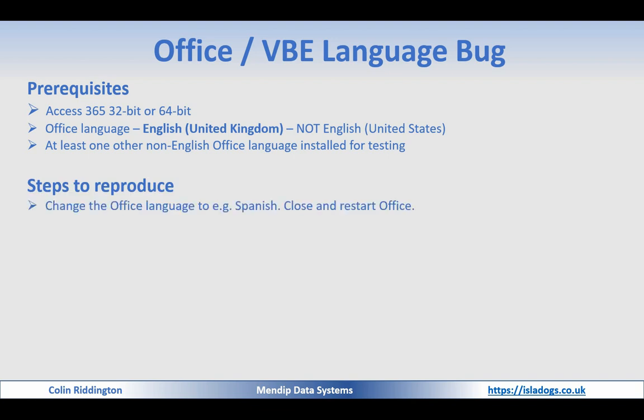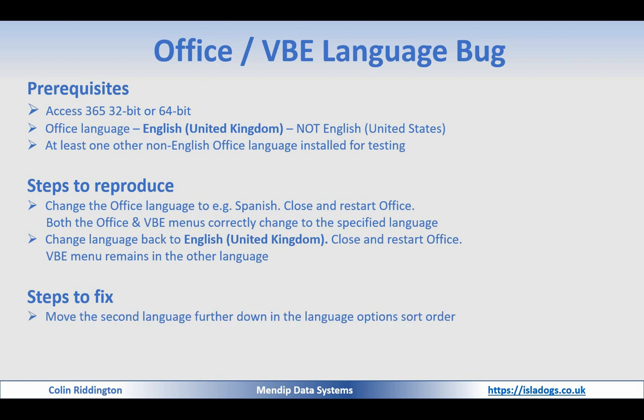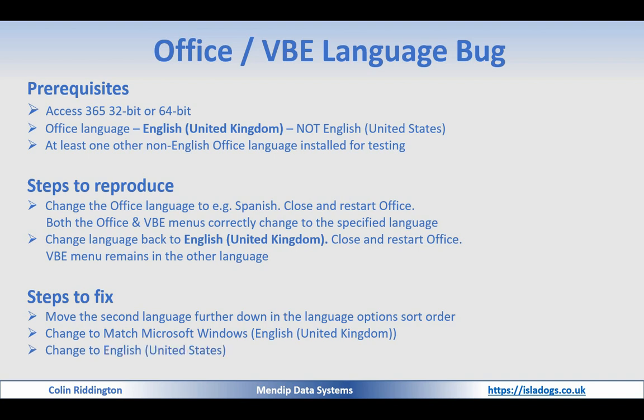Steps to reproduce then. First of all, you change the Office language to e.g. Spanish. You close and restart Office for that to be implemented, and you correctly find both menus are changed. Change it back to English United Kingdom, close and restart. The VBE menu remains in the other language. So to fix, you've got three possibilities. When you change back, move the second language further down in the languages option sort order. Any position other than second is enough. Or instead change back to match Microsoft Windows English United Kingdom. It seems to do both things at once. And thirdly, you could, if you wanted to, change to English United States.